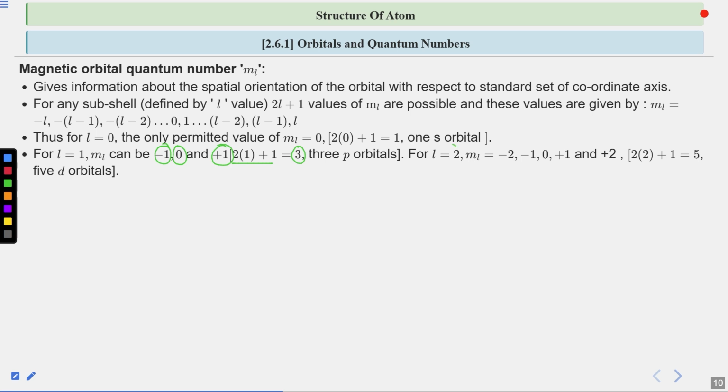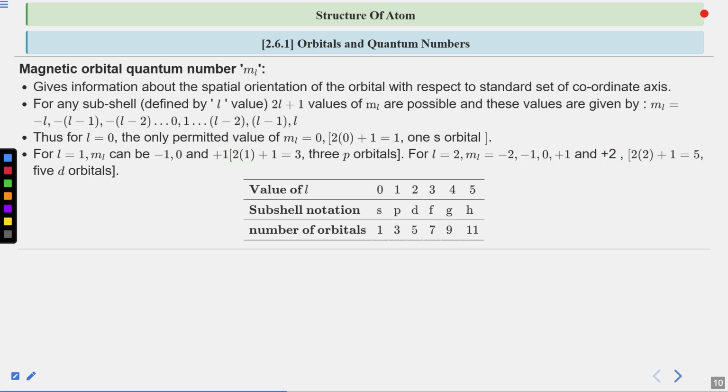Now suppose we take the L value as 2. Then what is the number of orientations? 2L plus 1, so 2 into 2 plus 1, that will give you 5. Now again we will go from minus 2 to plus 2: minus 2, minus 1, 0, plus 1, plus 2. For L equal to 1, it was minus 1, 0, plus 1. So this is all we can say about it.